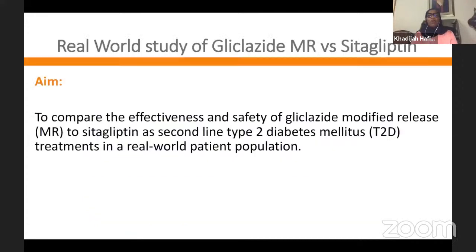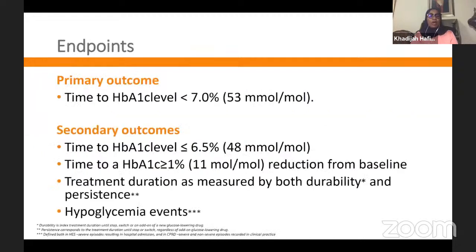So, what was the aim of this particular study that was done by the Leicester group? They wanted to compare the effectiveness and the safety of gliclazide modified release to sitagliptin as a second line agent in patients with type 2 diabetes. So the primary outcome was to look at the time it takes to get to a hemoglobin A1C target that's less than 7%.